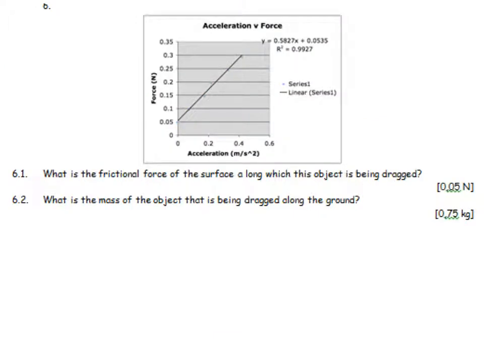What is the frictional force of the surface along which this object goes? Frictional force is where it cuts the y-axis, so it's 0,05 newtons. And what is the mass of the object being dragged? Again, mass is equal to force over acceleration. Good news, that's change in y over change in x, so I can just get the gradient. Choosing any 2 points, and of course again there was a margin for error here. I went, I think, along with that.